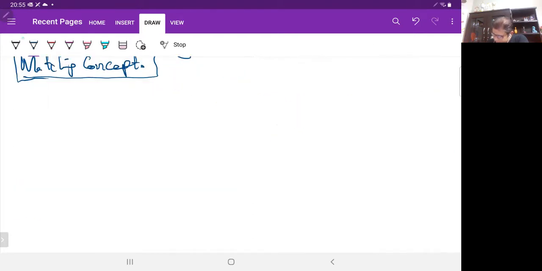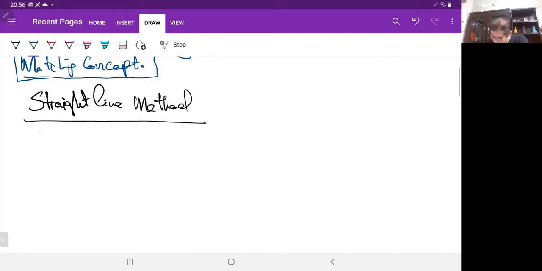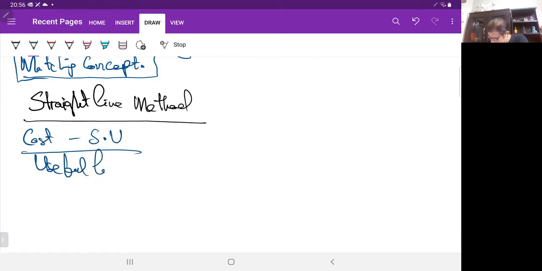Now straight line method. Let us revise the straight line method. What is the straight line method? Simply, it says cost less scrap value divided by useful life.